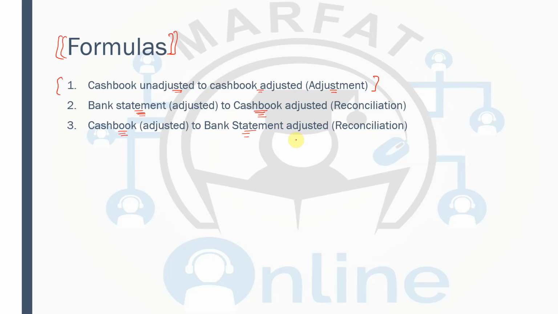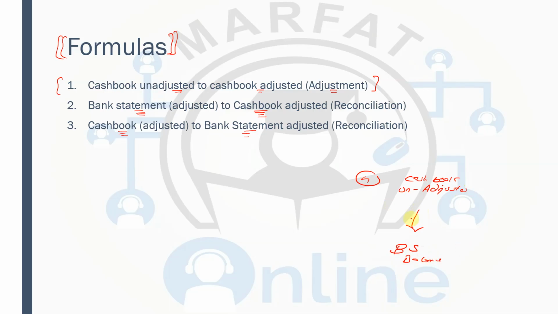And there are two further possibilities as well. The two further possibilities are, and obviously I'm not writing it as formula number 4, formula number 5, because the other two possibilities can be done by the same formulas with just some adjustments to it. For example, the examiner may give you the cash book unadjusted balance, and ask you to calculate the bank statement balance.